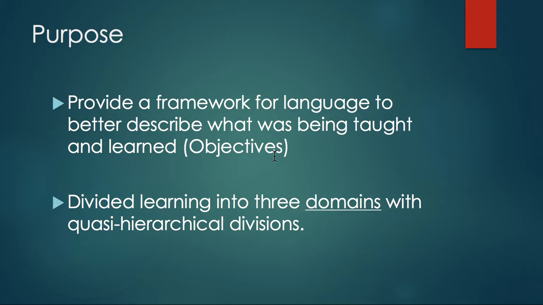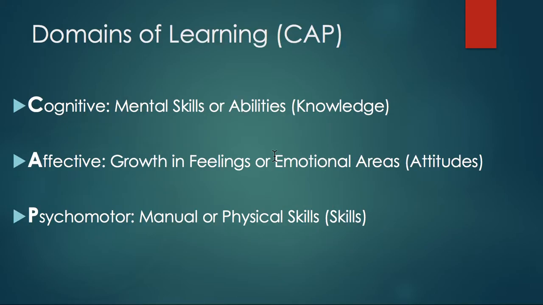So the purpose of Bloom's taxonomy is to provide a framework for language to better describe what was being taught and learned, or objectives. This is going to lead us into that final assignment of writing objectives that you have to turn in. It is divided into 3 domains with quasi-hierarchical divisions, and we'll talk about those. The 3 domains of Bloom's taxonomy are cognitive, affective, and psychomotor.